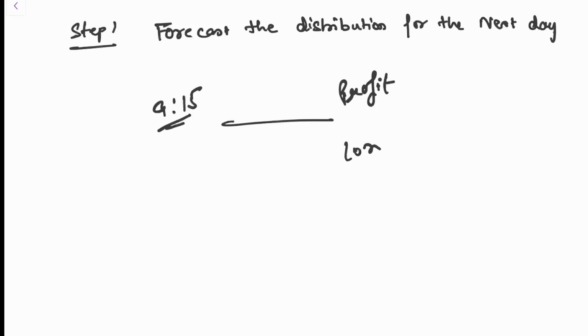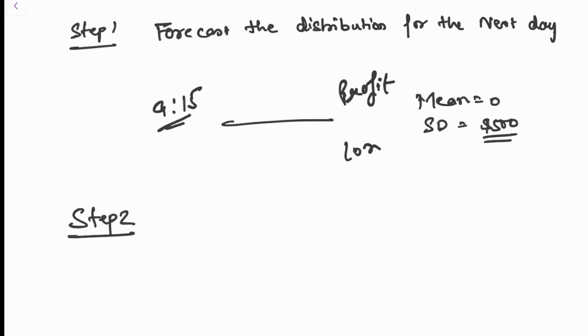The model predicted that tomorrow's profit and loss will be normally distributed, and the mean is 0 and the standard deviation is $500. So it can go up as well as it can go down. Then we have step 2.